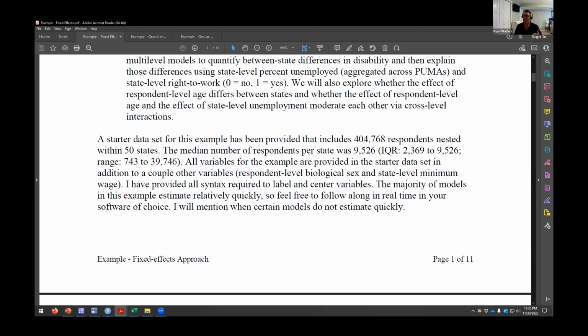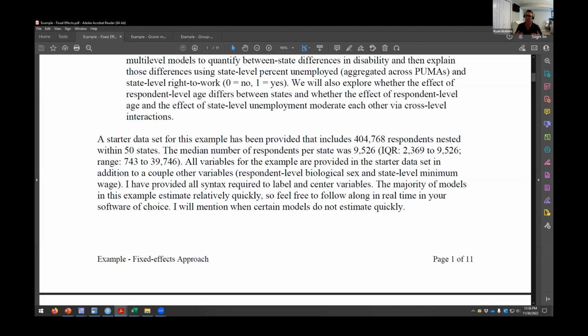The majority of models, again, estimate relatively quickly. The primary software I'm going to use for this workshop is going to be Stata. Those are what the results are actually presented in. But that doesn't necessarily mean that you can't use your software of choice to follow along. The syntax files for each one of the softwares are basically identical all the way through to do the exact same thing.